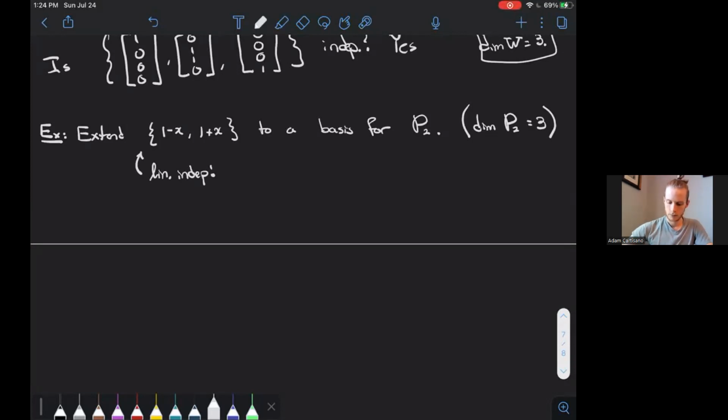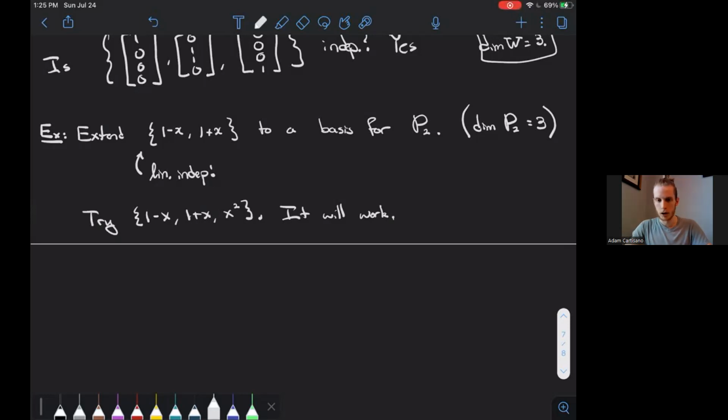Well, you could try that. So try 1 minus x, 1 plus x, x squared. It'll work. Unfortunately, that's just intuitive. You notice there's no degree 2 terms in each of these.